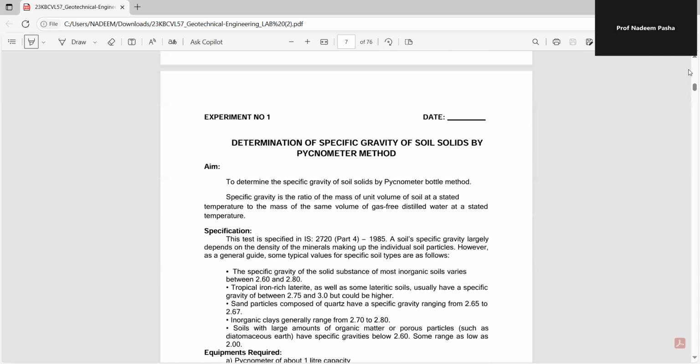For example, if the specific gravity ranges from 2.6 to 2.8, you can call it inorganic soil. If it is in the range of 2.75 to 3, then it can be called tropical iron-rich laterite soil. If the specific gravity ranges from 2.65 to 2.67, then you can call it sand particles composed of quartz. If it ranges from 2.7 to 2.8, then you can call it inorganic clays. And if the specific gravity is below 2.6, then we can call it soils with a large amount of organic matter.